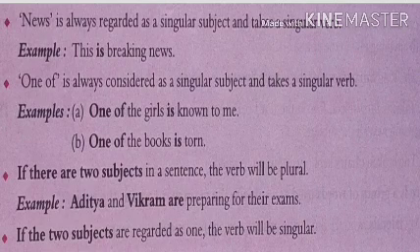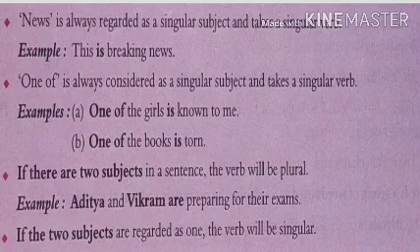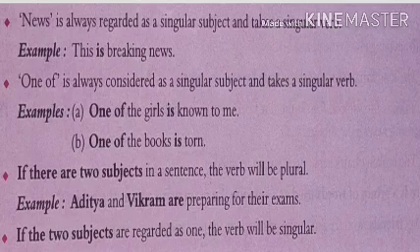Next one, one of. One of is always considered as a singular subject and takes a singular verb, because see the word one of many, one of the girls. Because we are taking just one of many girls, one of the girls is known to me. One of the books is torn. Never say one of the books are, one of the girls are, because one of the many. The focus is on one.